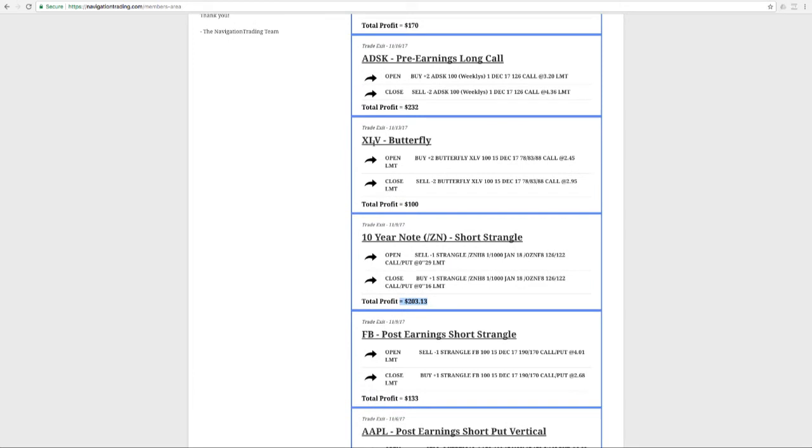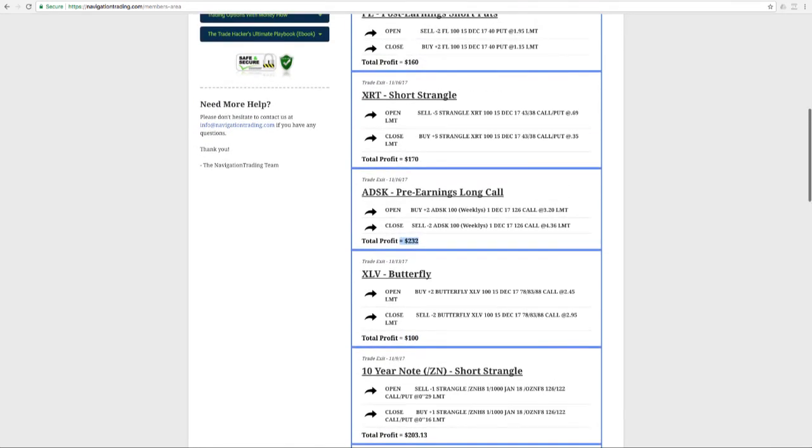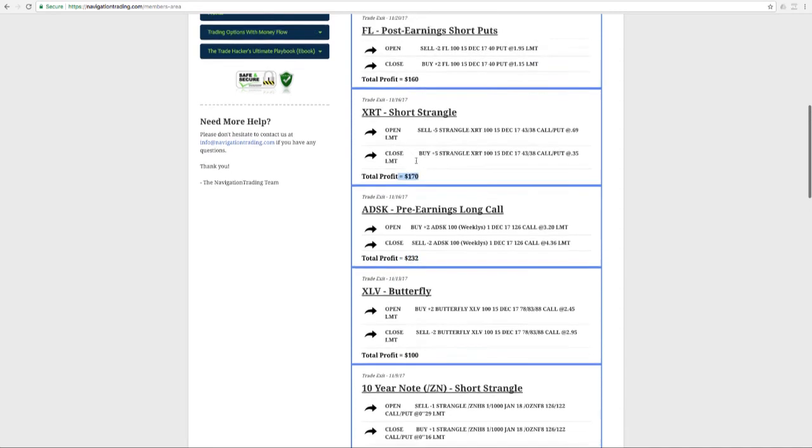In XLV, which is the healthcare ETF, we did a butterfly spread, made $100. In ADSK, did a pre-earnings long call, looking for some momentum and expansion of implied volatility leading up to an earnings announcement. Taking no earnings risk through the actual announcement, this is just done before the stock actually even announces earnings, made $232 there. In XRT, the retail ETF, we did a short strangle, made $170 there.